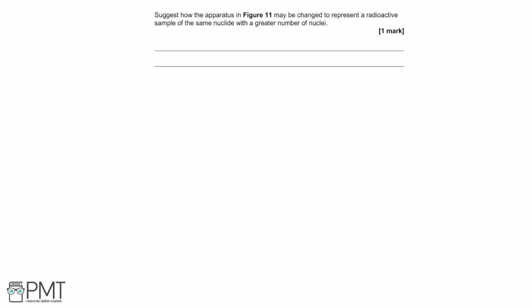The next part of the question says, suggest how the apparatus in Figure 11 may be changed to represent a radioactive sample of the same nuclide with a greater number of nuclei. So, as we identified above, the decay of the depth of the water is given by the equation D is equal to D0 multiplied by half to the power of t, the time, divided by t half. So t divided by the half-life.